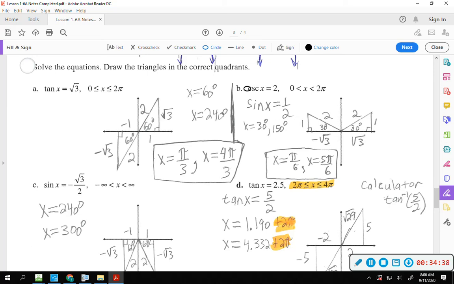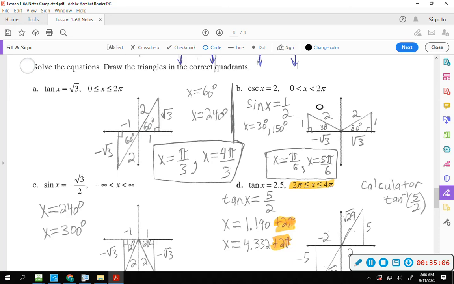Anytime I'm dealing with the reciprocal identity, cosecant, secant, cotangent, I want to rewrite it using sine, cosine, or tangent and just take the reciprocal of this number. We always start by seeing if we can draw triangles in the correct quadrant. All students take calculus. The sign is positive in the first quadrant because all trig functions are positive in the first quadrant. And it's also positive in the second quadrant.